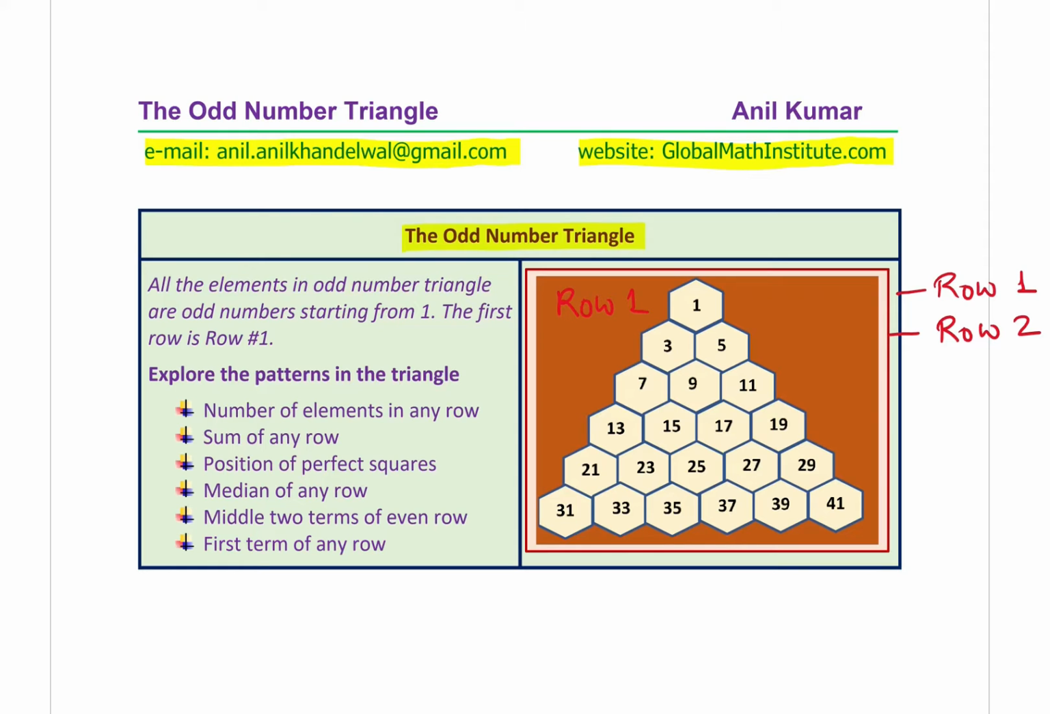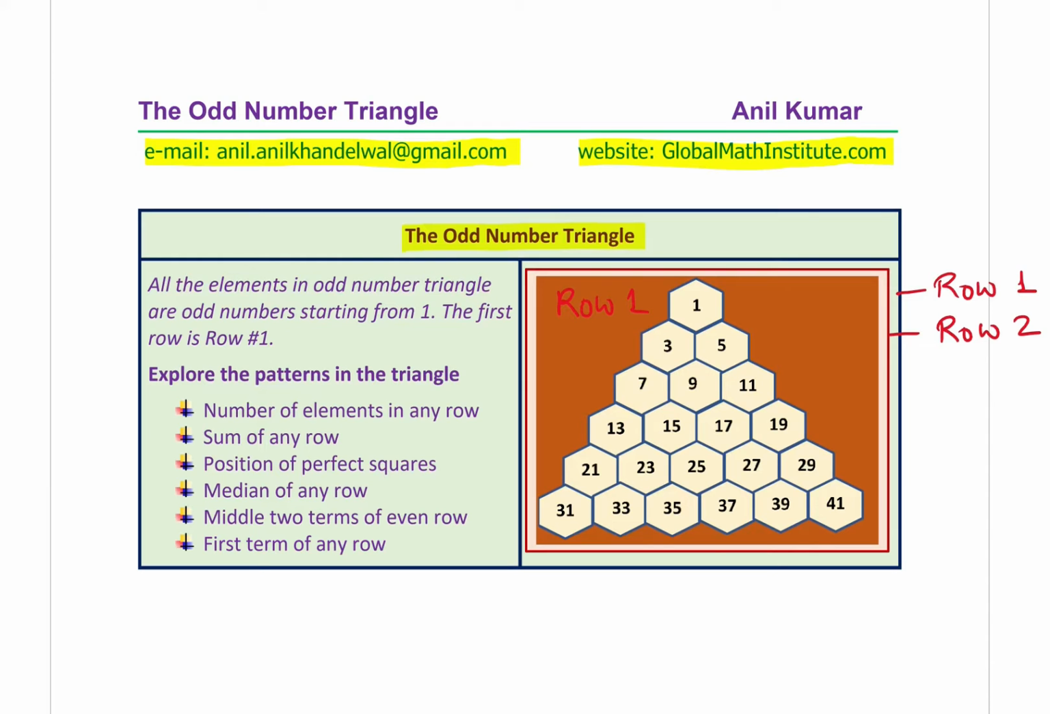Now, you need to explore the patterns in this particular triangle. There could be many interesting patterns. Some of them are related to the number of elements in any row, the sum of any row, the position of perfect squares, the median of any row, the middle two terms of even rows, and the first term of any row. They could be related. So let's look into the patterns. You can also explore them while we look into them.